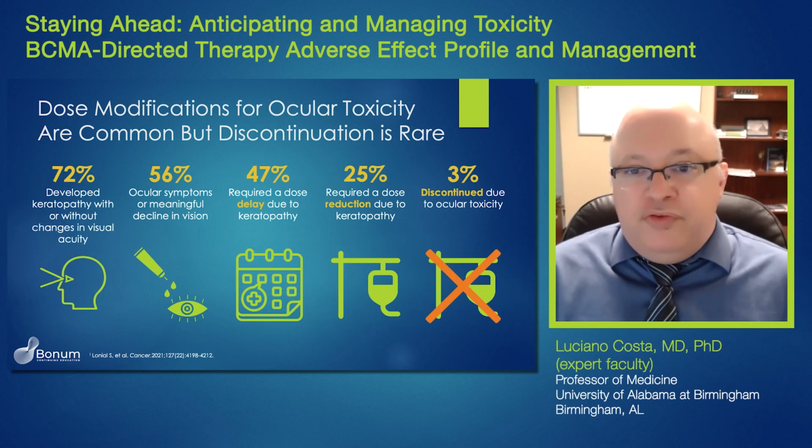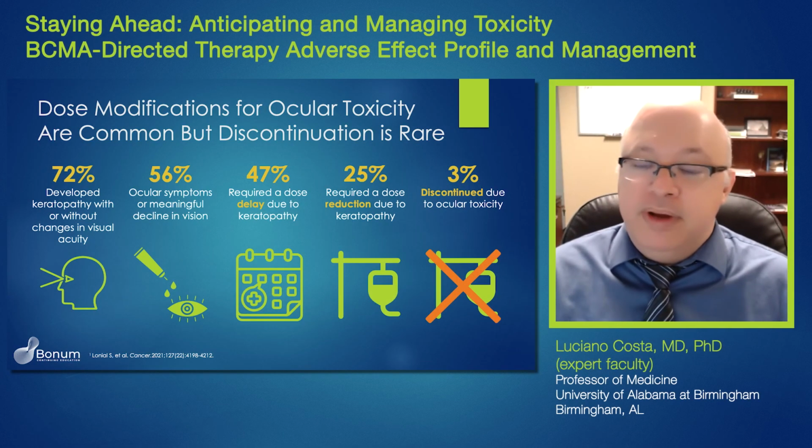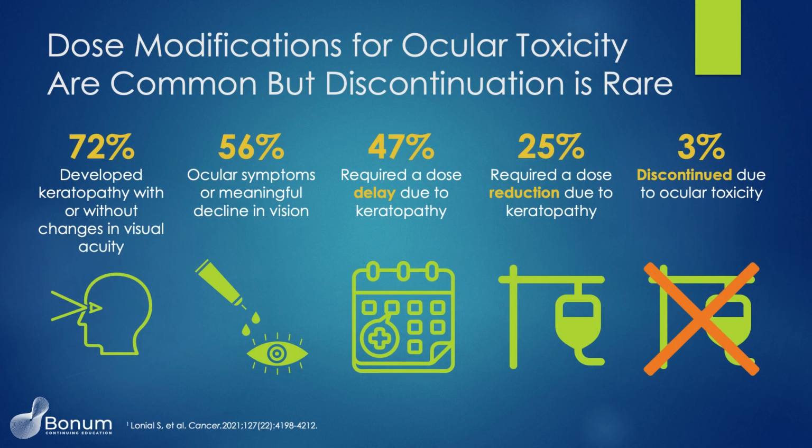So those modifications for ocular toxicity are common, but on the DREAMM-2 trial, discontinuation was rare. As I discussed before, near 3/4 of the patients had keratopathy. Some of them did, and some of them did not have visual changes. In 56%, there was some symptoms or meaningful decline in visual acuity. Half the patients had some delays in doses, omission of doses due to keratopathy, but only 1/4 required reduction, and very few, only 3%, had to permanently discontinue the drug due to ocular toxicity.